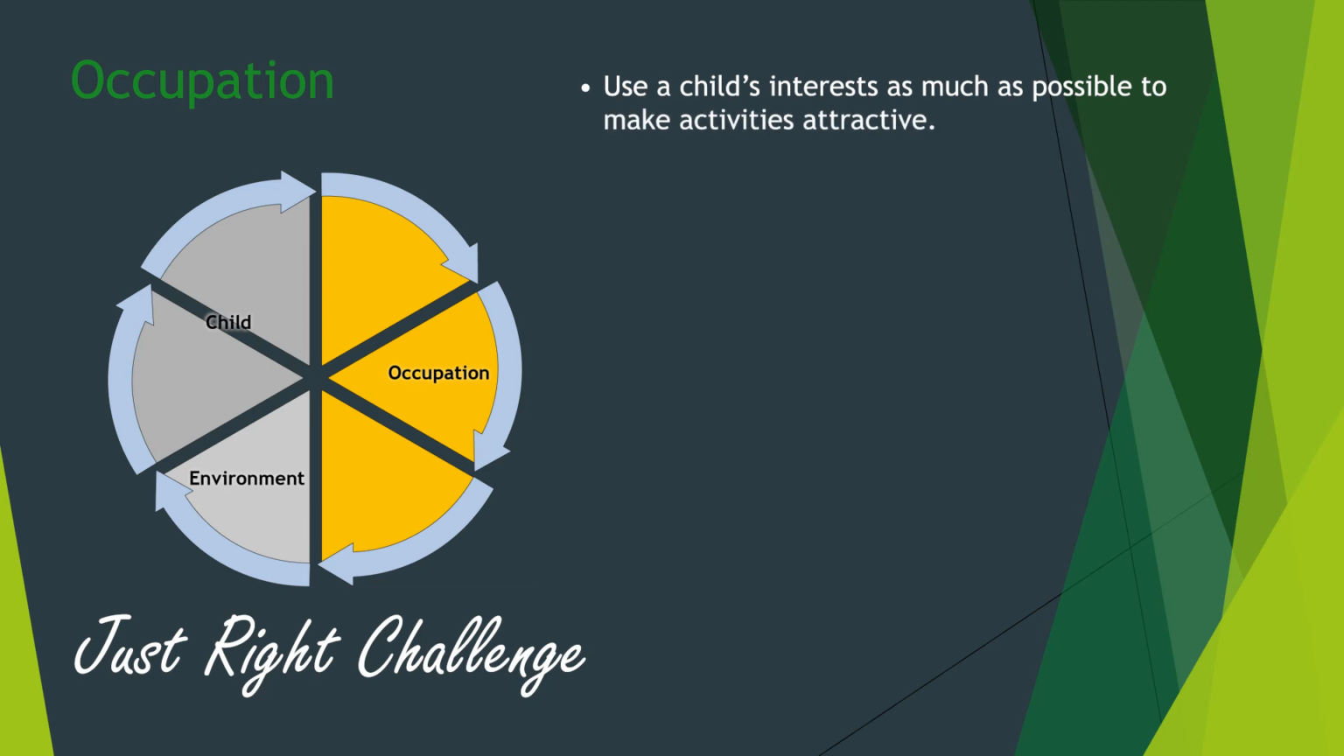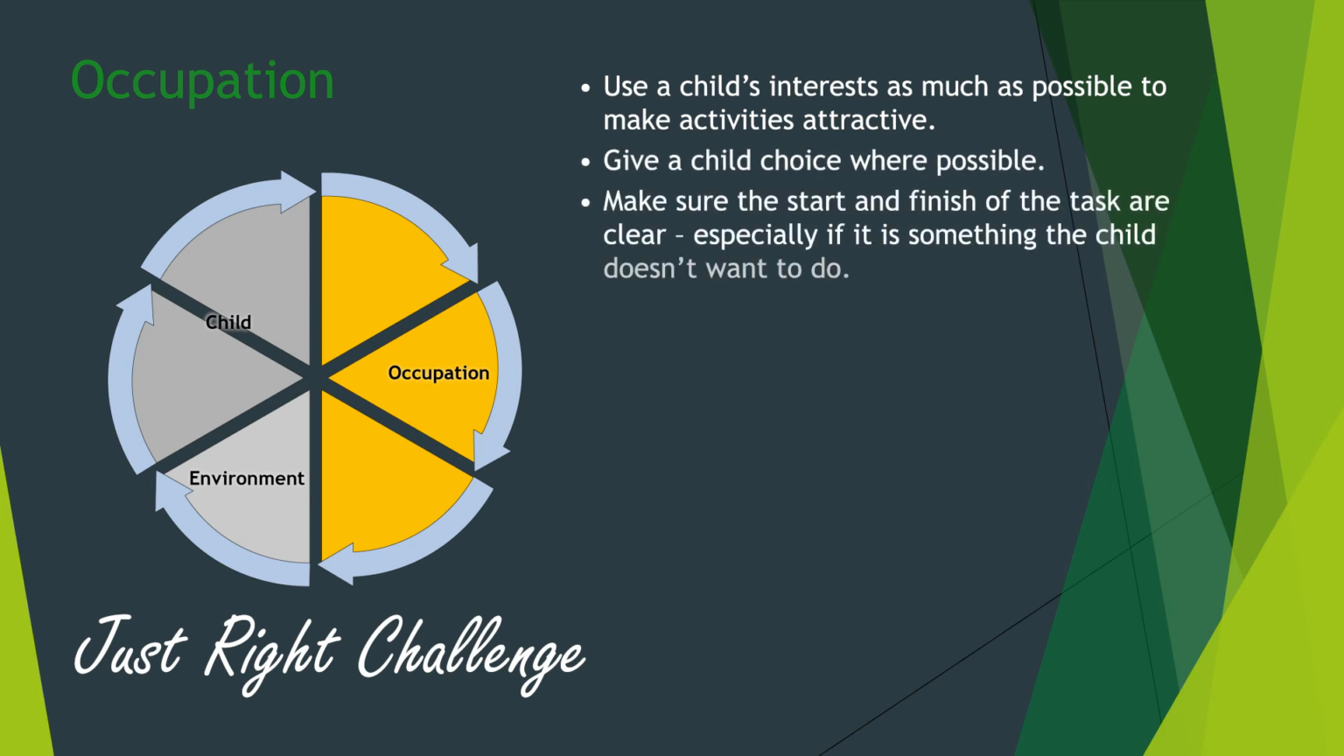Use a child's interests as much as possible to make the activities attractive. Give a child choice where possible. Make sure the start and finish of the tasks are clear, especially if it's something the child doesn't want to do. Break down tasks using visuals as appropriate and try reward charts.